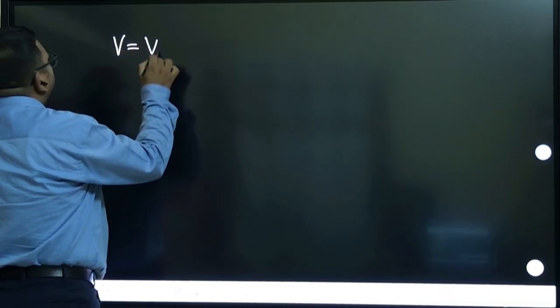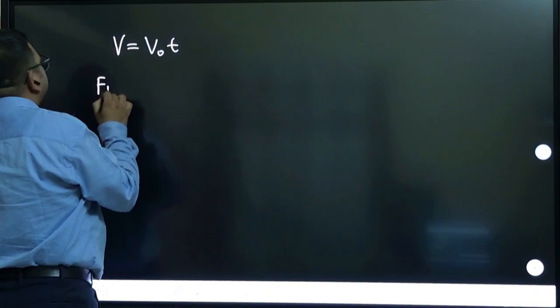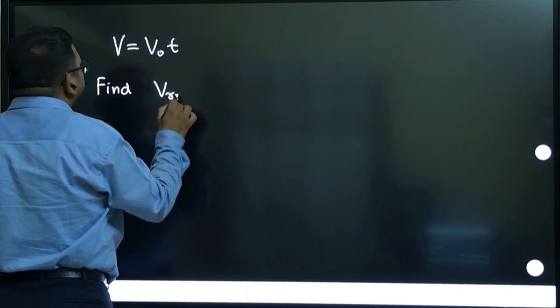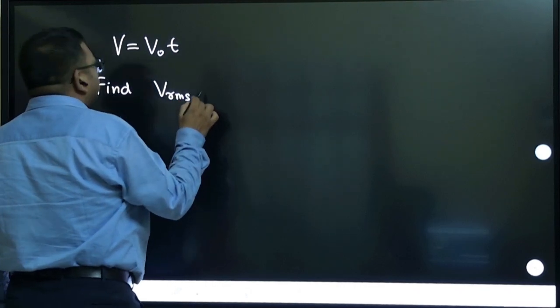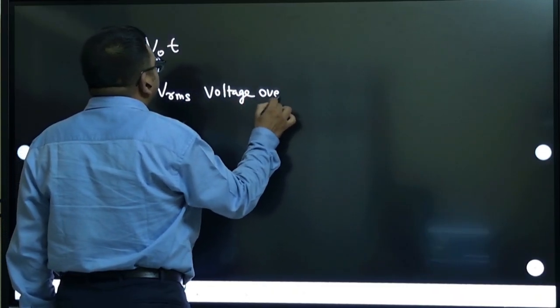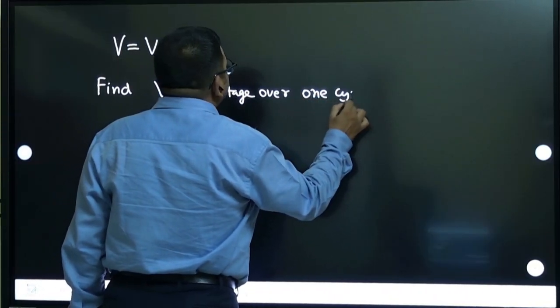Okay, so let us take a question. Suppose the voltage is V equal to V naught t. Find the RMS voltage over one cycle. Now you may ask, where is the cycle?